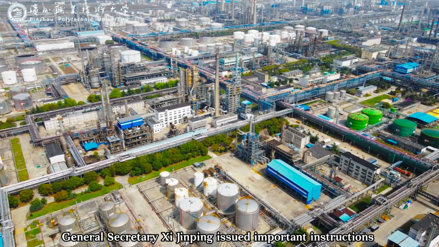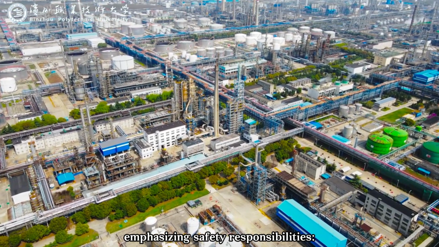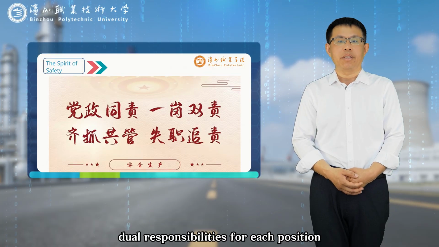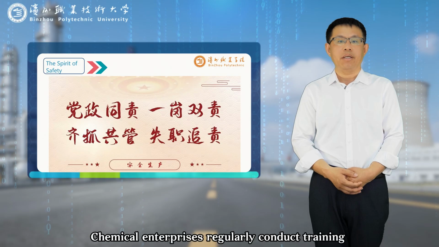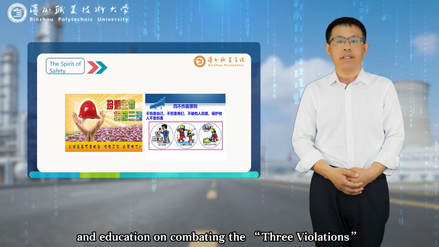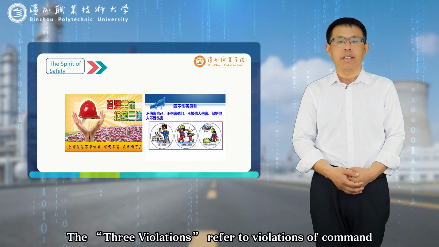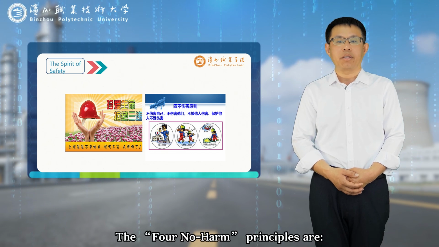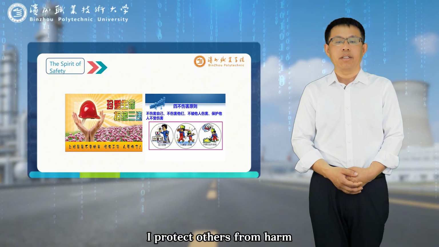General Secretary Xi Jinping issued important instructions on effectively ensuring workplace safety, emphasizing safety responsibilities, shared responsibility between party and government, dual responsibilities for each position, joint management, and accountability for dereliction of duty. Chemical enterprises regularly conduct training and education on combating the three violations and adhering to the 4 no-harm principles. The three violations refer to violations of command, operational procedures, and labor discipline. The 4 no-harm principles are: I will not harm myself, I will not harm others, I will not be harmed by others, and I protect others from harm.